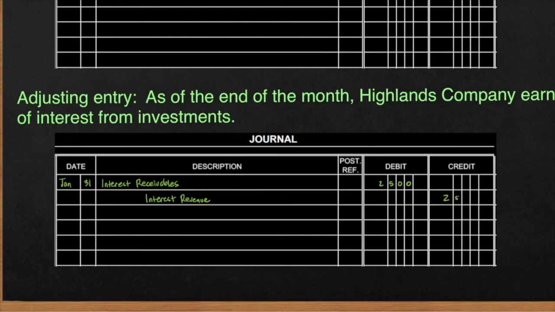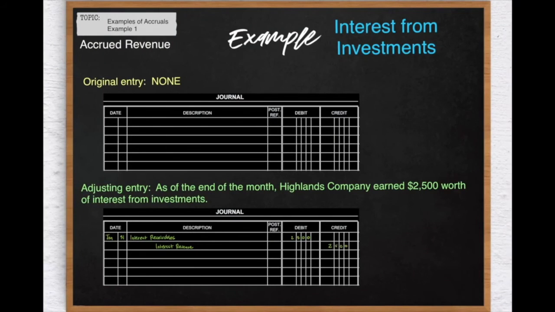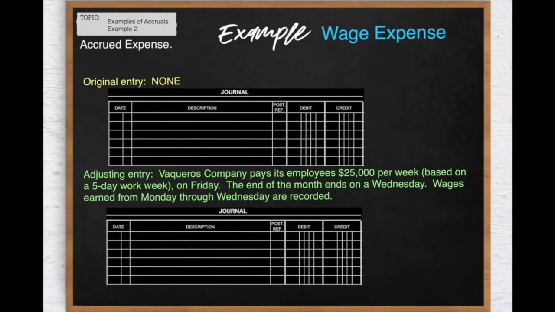And next, you want to credit interest revenue, because it is revenue. You're recording revenue because you earned some sort of interest. So again, debit interest receivable, which is an asset, because you're expecting that interest payment in the future, and then you credit interest revenue.